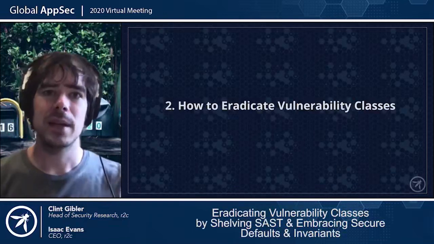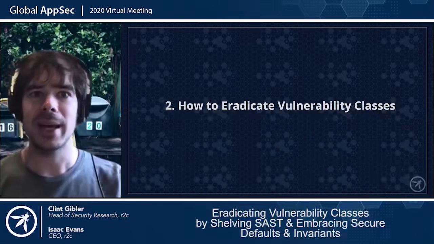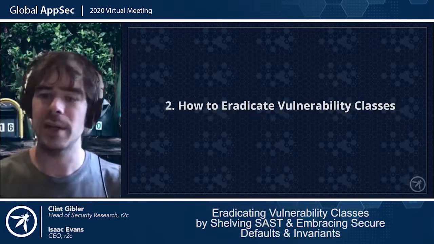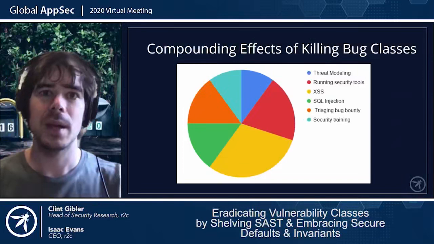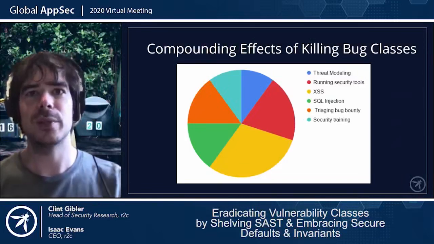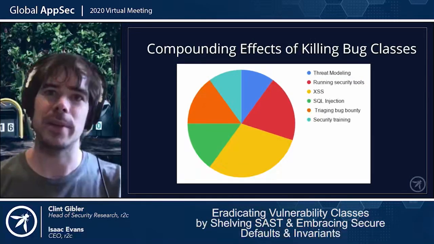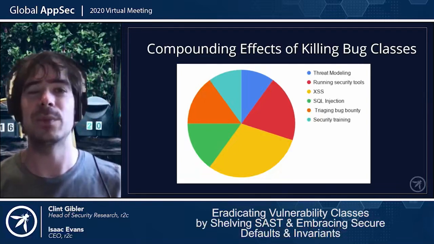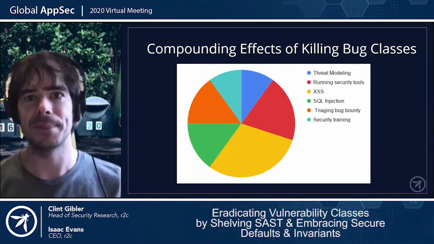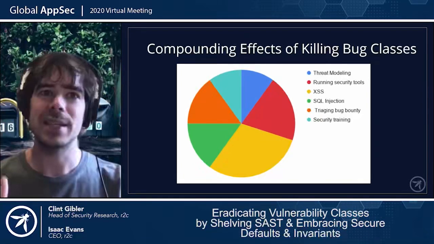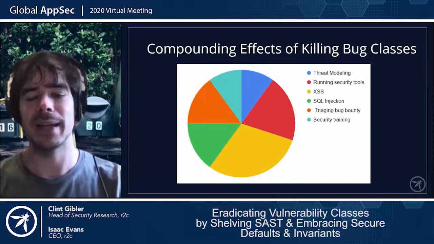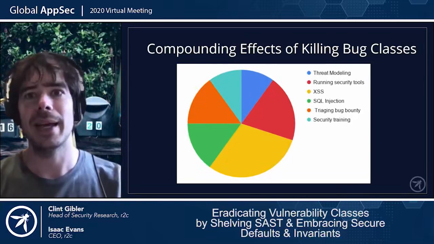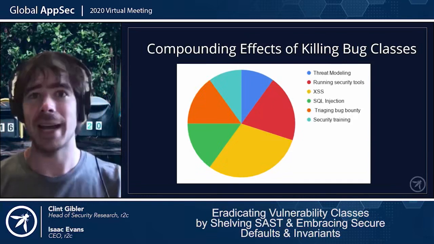Okay, so let's talk now in a bit more detail about how to eradicate vulnerability classes. In this section, we're going to present a methodology and walk through each step. But before we do that, just quickly to zoom out for a second, why do we care so much about killing bug classes rather than one-off bug fighting as we've traditionally done as an industry? The reason is that there are huge compounding effects of killing a bug class and not just a one-off bug here and there.